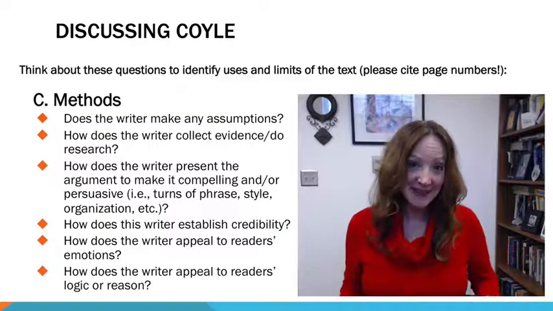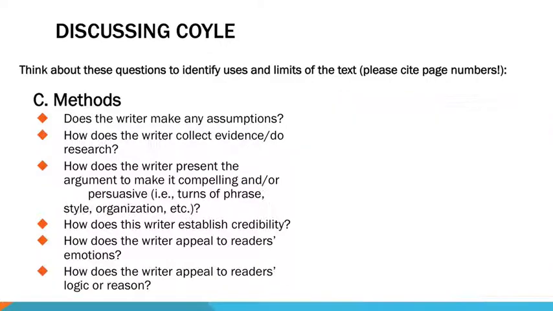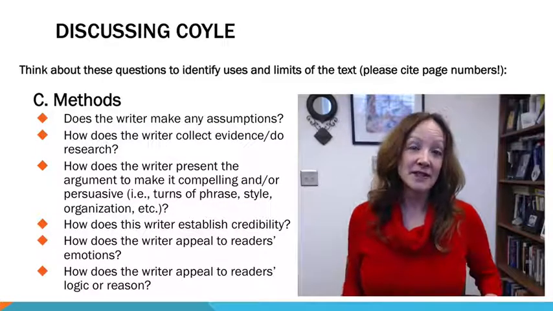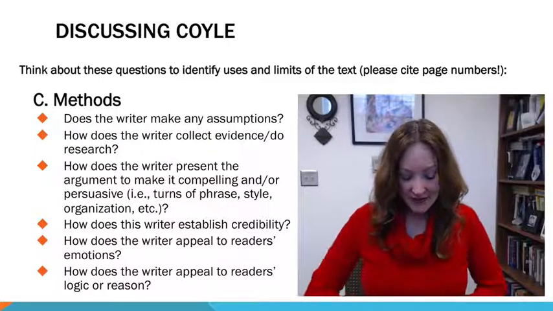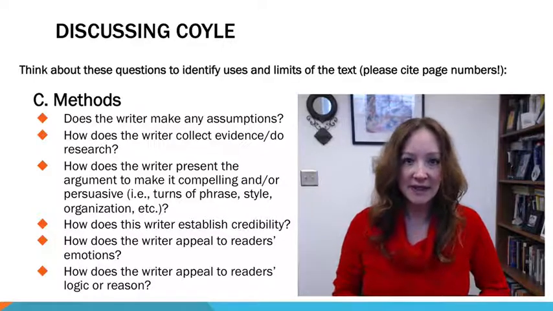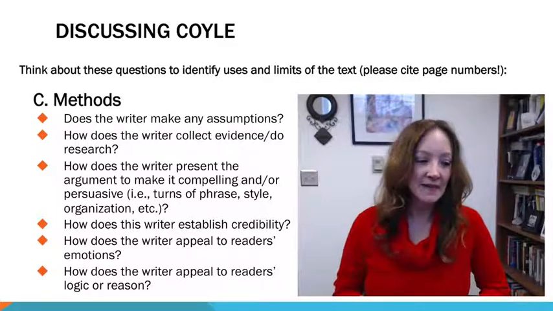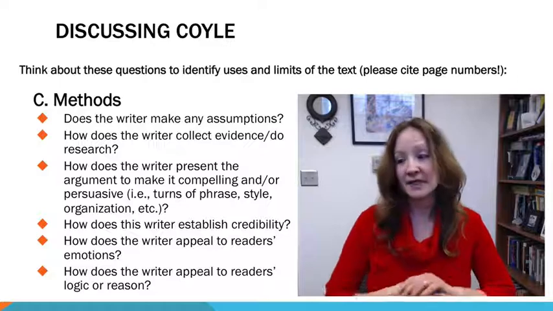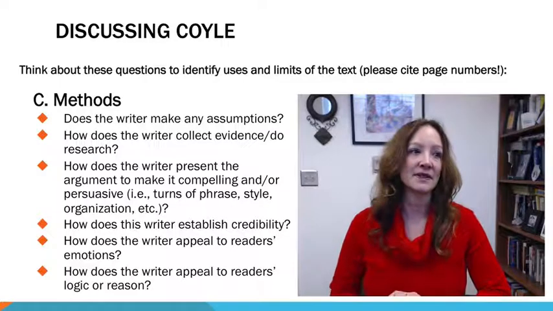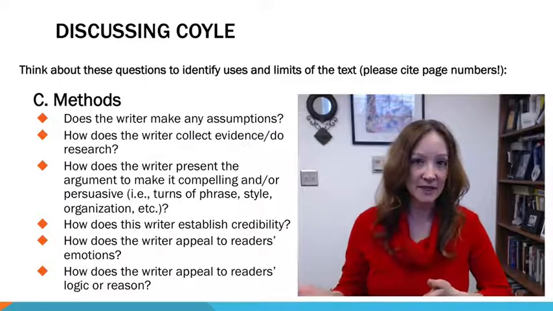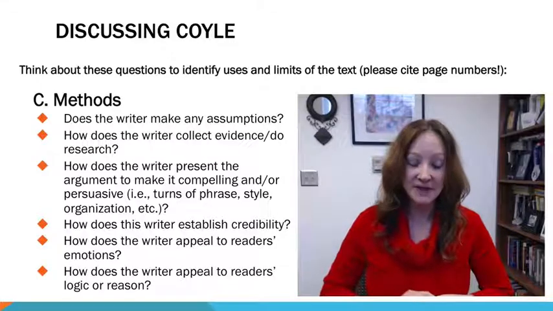Group C, I would like you to focus on Coyle's methods. Does Coyle make any assumptions with his argument? How does Coyle collect his evidence or do his research? How does Coyle present his argument to make it compelling or persuasive for readers? Perhaps he uses a certain style or a turn of phrase, or he organizes his text in a certain way to make it more compelling or more persuasive for readers.